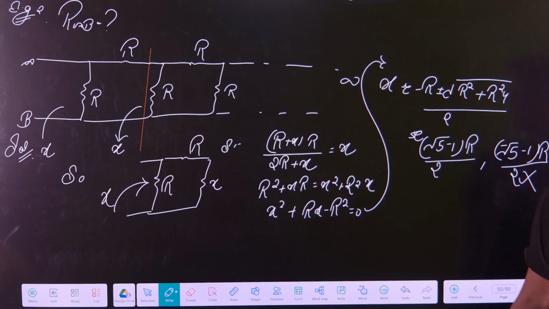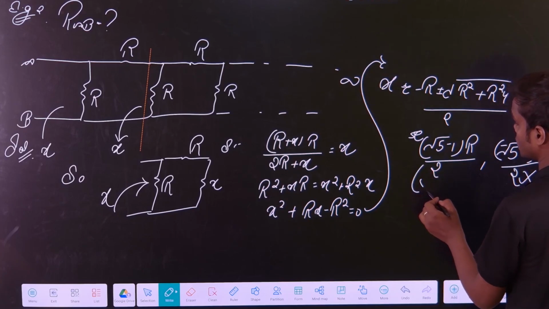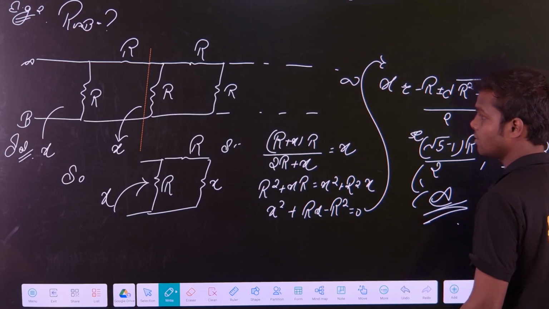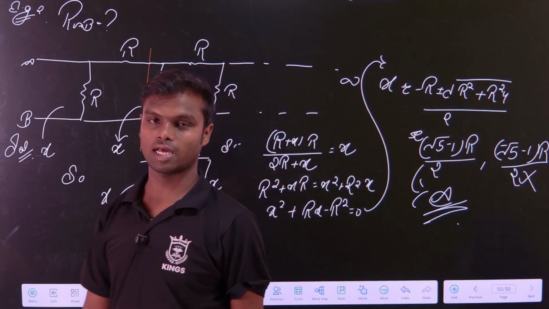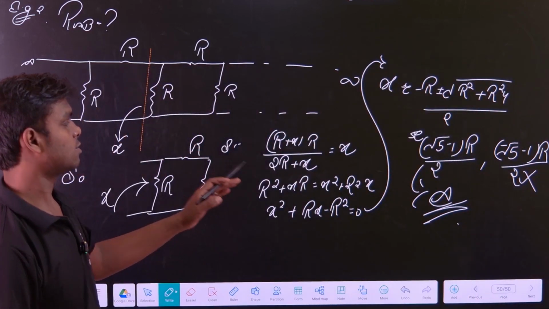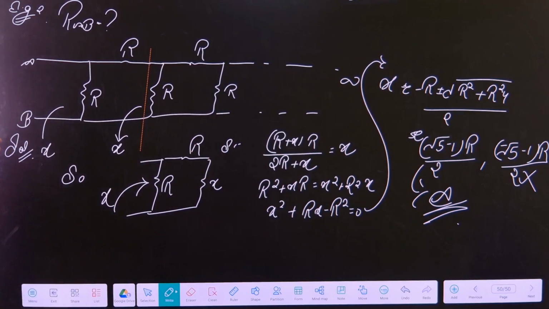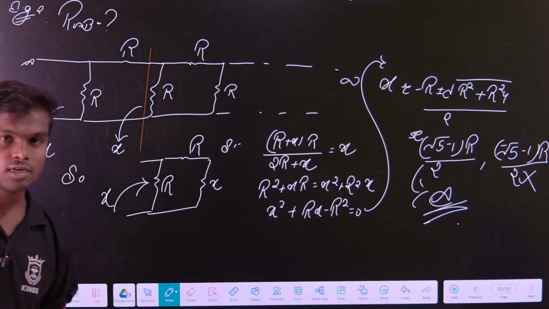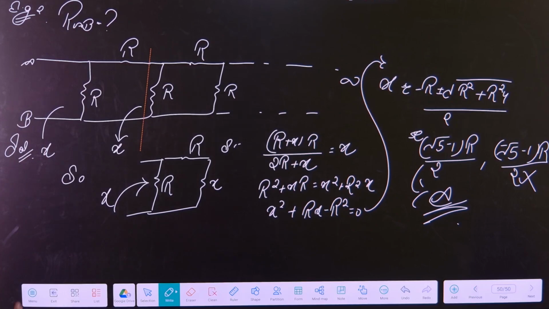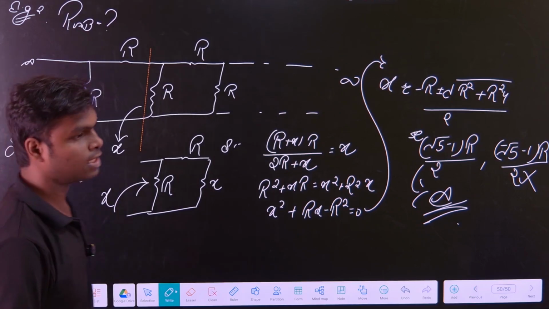Obviously this is not possible because r cannot be negative, so this is my correct answer. For this, what is my r equivalent? My r equivalent will be (root 5 minus 1) times r by 2, and that is a very popular answer. Okay, clear? So that is how you will find the r equivalent for an infinite ladder. Any doubt?